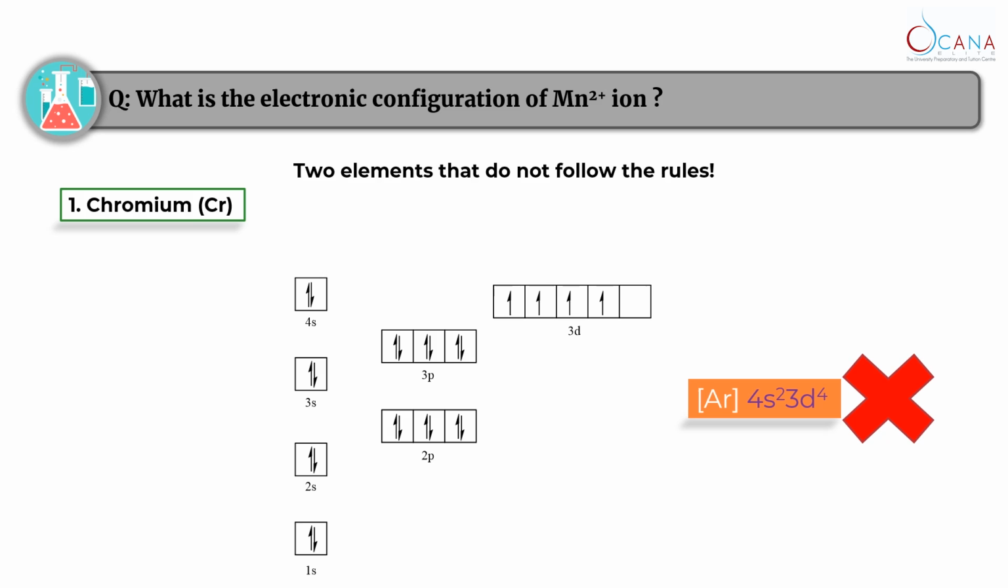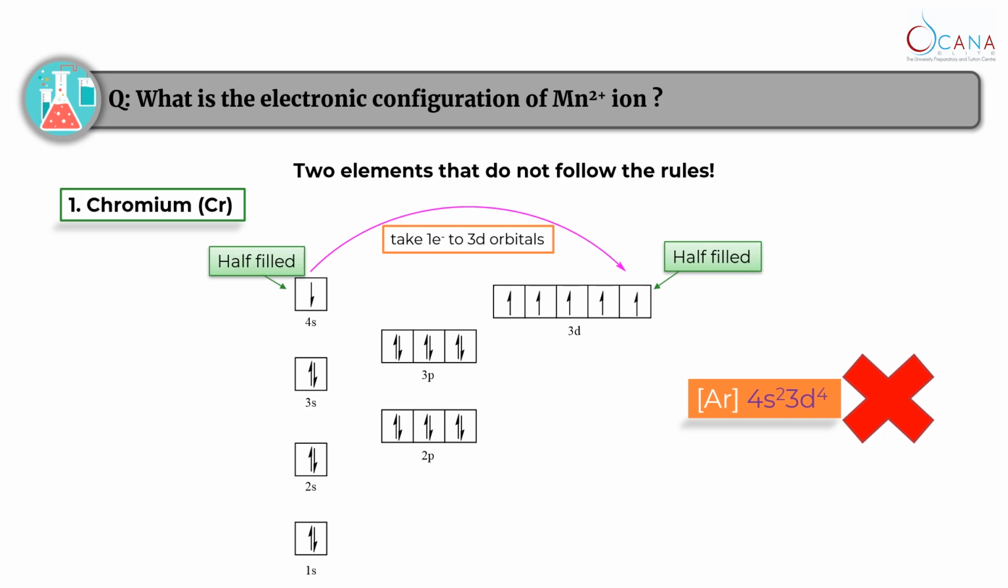Instead, 1 electron from the 4s orbital moves to the 3d orbital such that all 4s and 3d orbitals are half-filled. This causes chromium to gain extra stability by minimizing electronic repulsion. Therefore, the electronic configuration for chromium should be Ar 4s1 3d5.